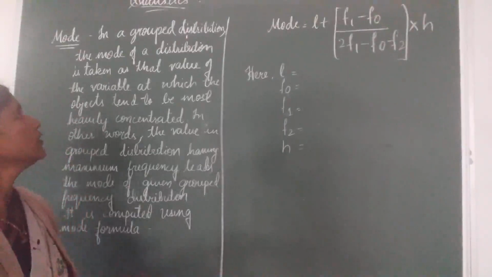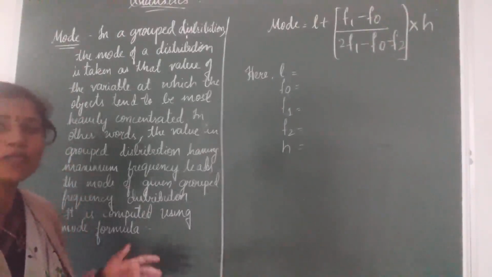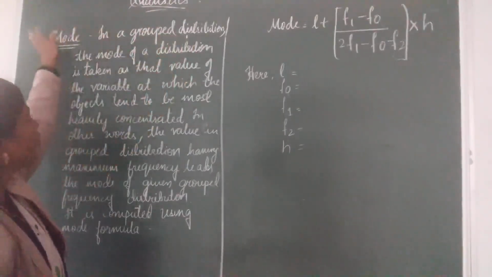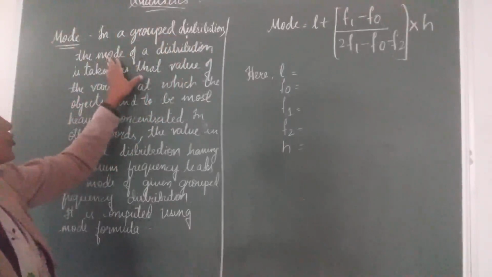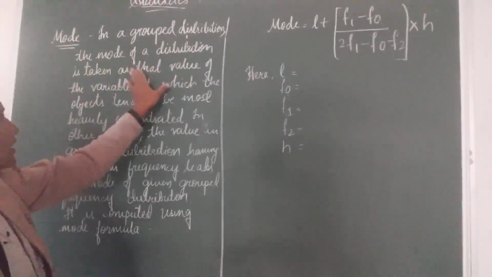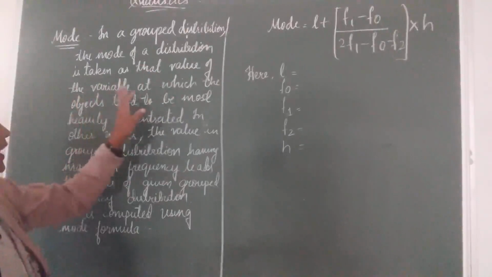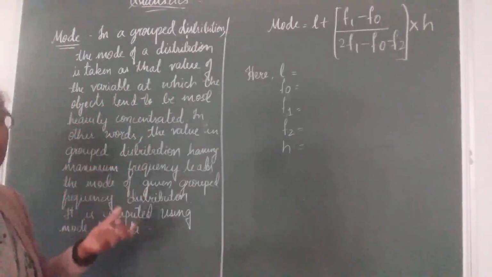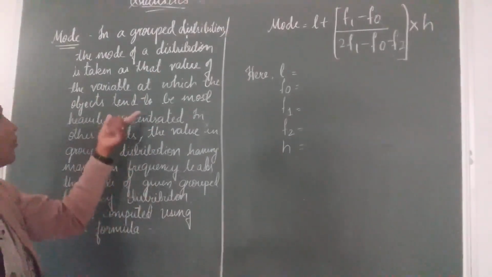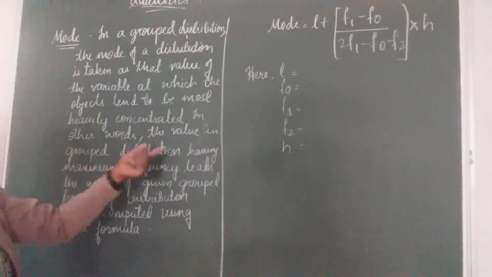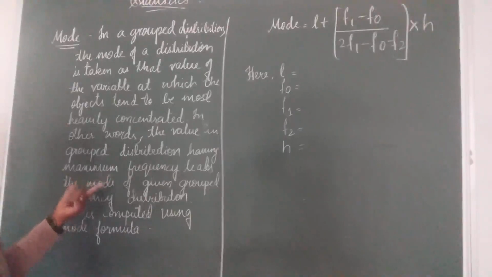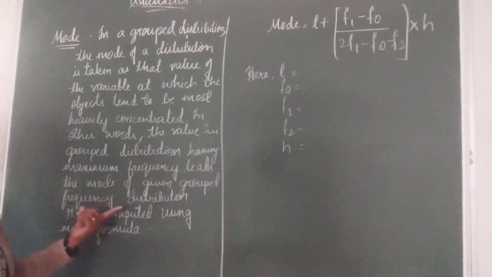Good afternoon students. Today we are going to learn about the mode. Let us go for the definition first. Mode, in a grouped distribution: the mode of a distribution is taken as that value of the variable at which the objects tend to be most heavily concentrated. Means the persons who are more interested in that, that is nothing but the mode here. Or in other words, we can say it is the value in a grouped distribution having maximum frequency. It leads to the mode of the given grouped frequency distribution.